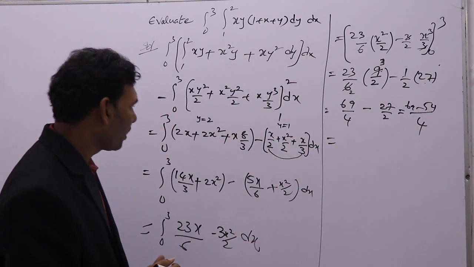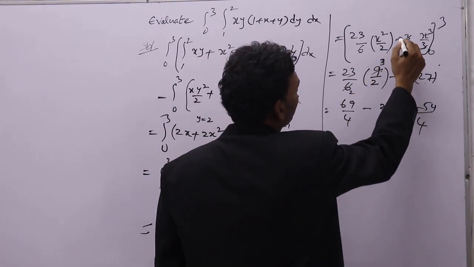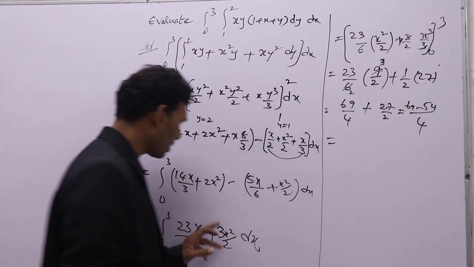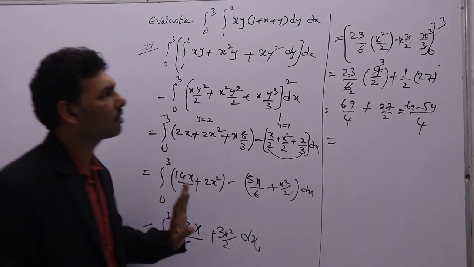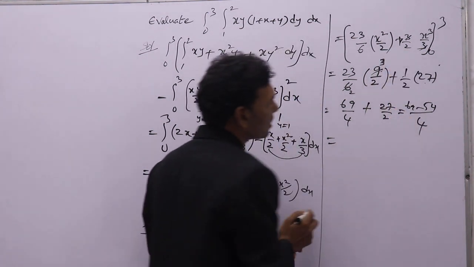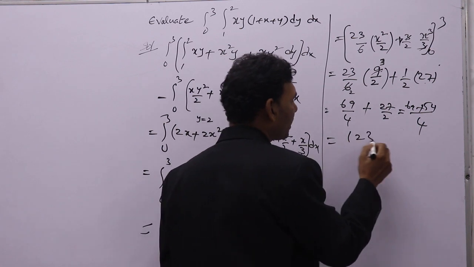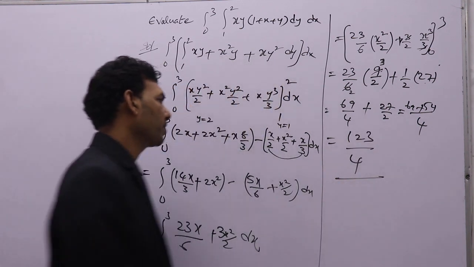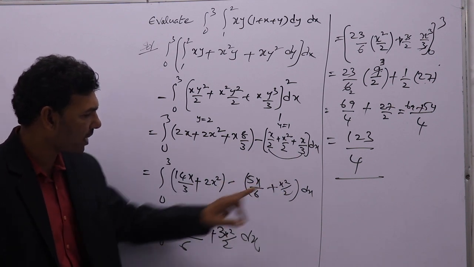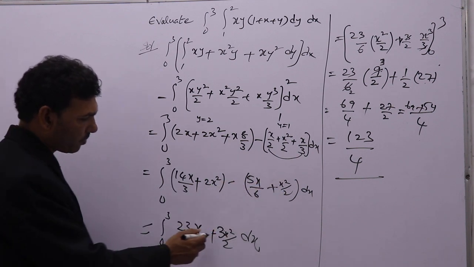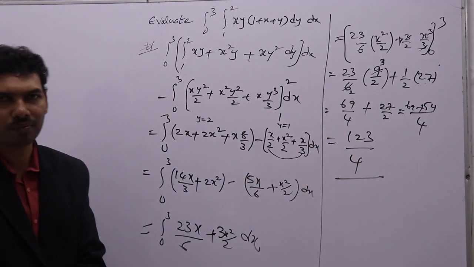So now finally, what will you get? Here plus, you will have plus only, because 2 2s are 4, 4x square minus x square plus 3x square. That is the only correction. So 69 plus 54, 123 by 4 is the answer. Very clear? Here one thing you need to remember: 2 2s are 4, 4x square minus x square plus 3x square. Then you will have plus only, 69 plus 54, 123.